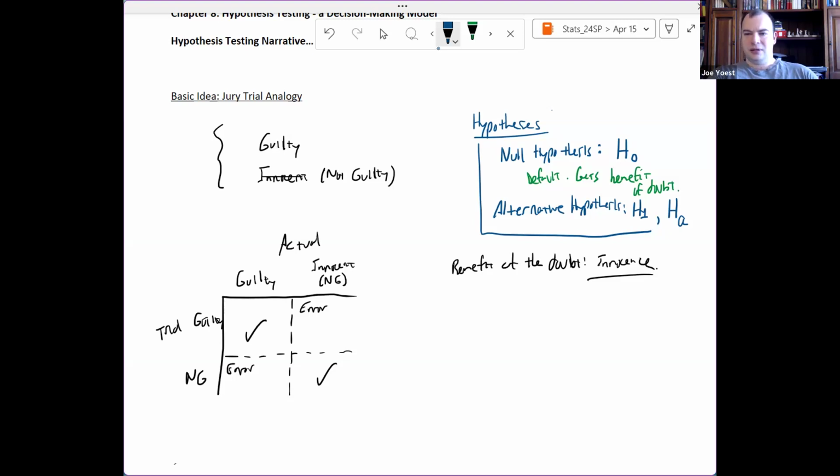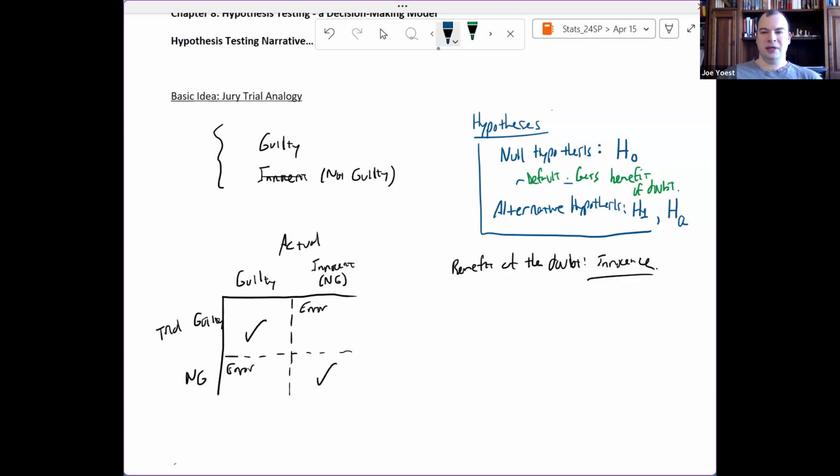And remember that the null is the default. It gets the benefit of the doubt. So it's not just that we need to provide a bit of evidence in favor of the alternative and then we just switch right away, right? We're not flippant about this. We actually set a pretty high bar, right? I mean, in the jury trial example, the bar is beyond a reasonable doubt. We set a pretty high bar.